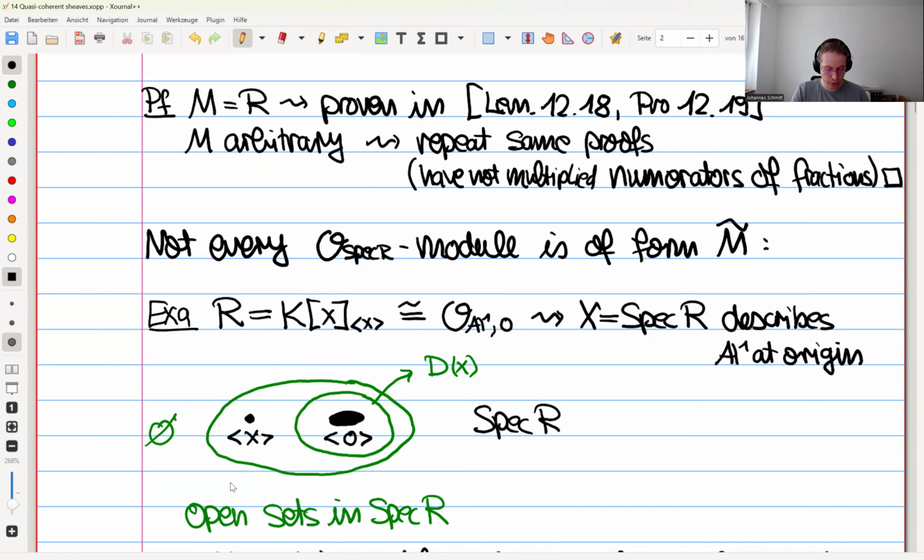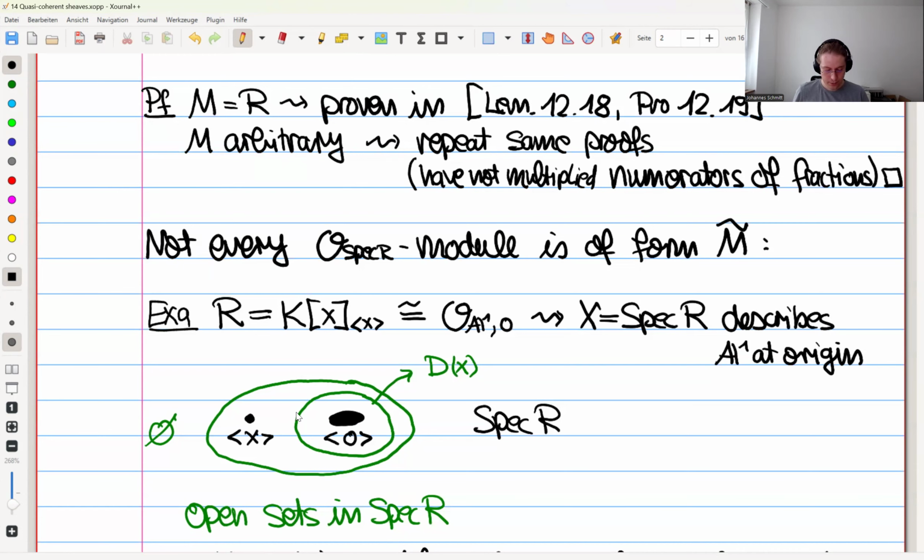And in fact, in this picture, we draw all the three open sets of the topology. Namely, you can get the empty set, you can get the full set, and then you can get the set D(x), which is the set where x does not vanish, which, I mean, it does vanish here, so it's exactly this complement. And this is everything.